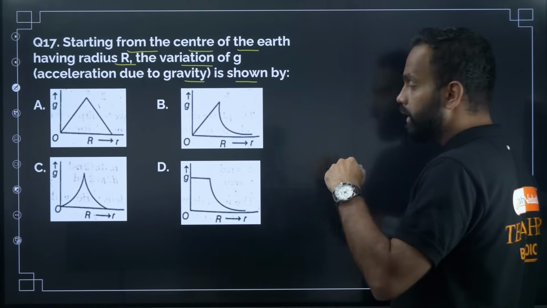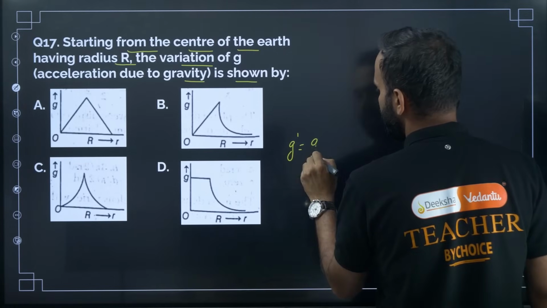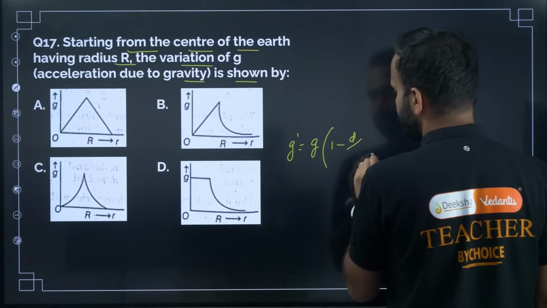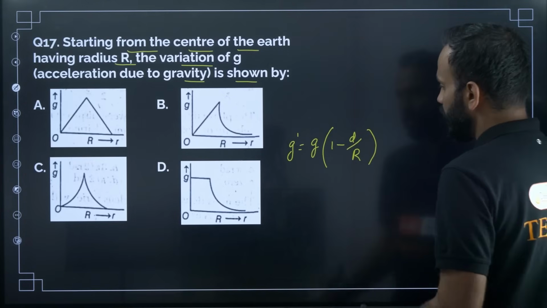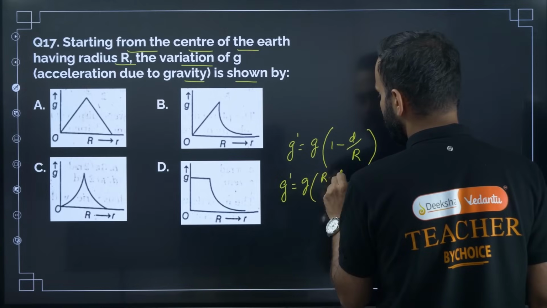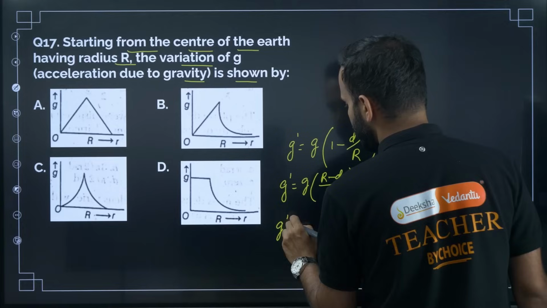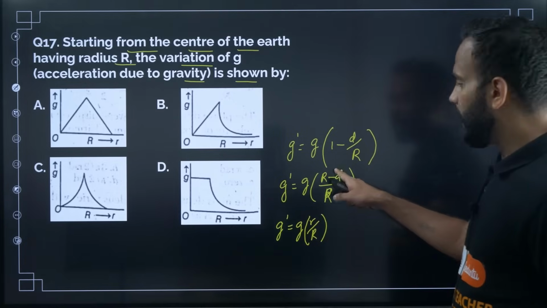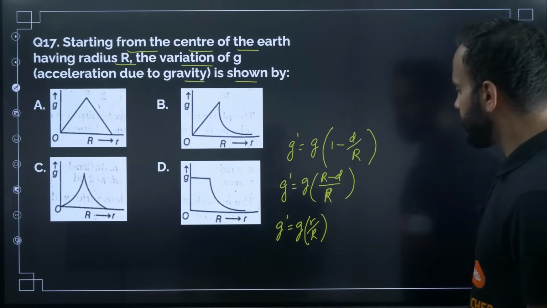acceleration due to gravity below the surface of the earth, that is g dash, is equal to g, the acceleration due to gravity on the surface of the earth, into 1 minus d by R. So now g dash is equal to g into R minus d by R. So g dash is equal to g into r divided by R. So what is r? Capital R minus d. R is radius of the earth. d is depth below the surface of the earth.